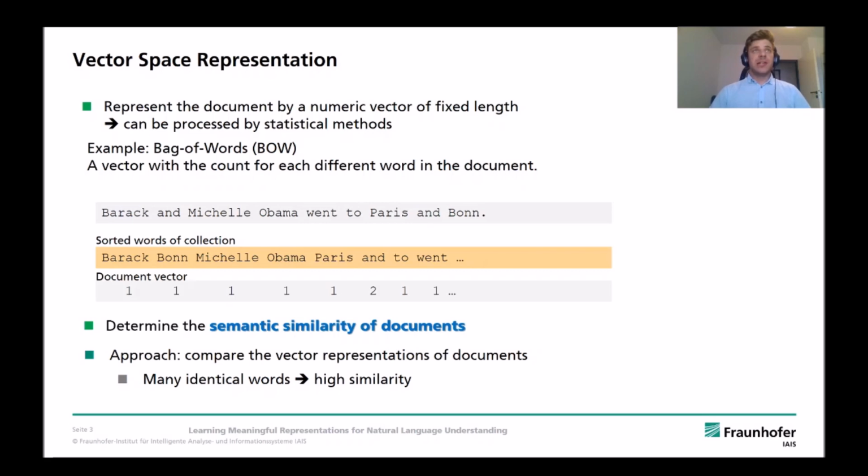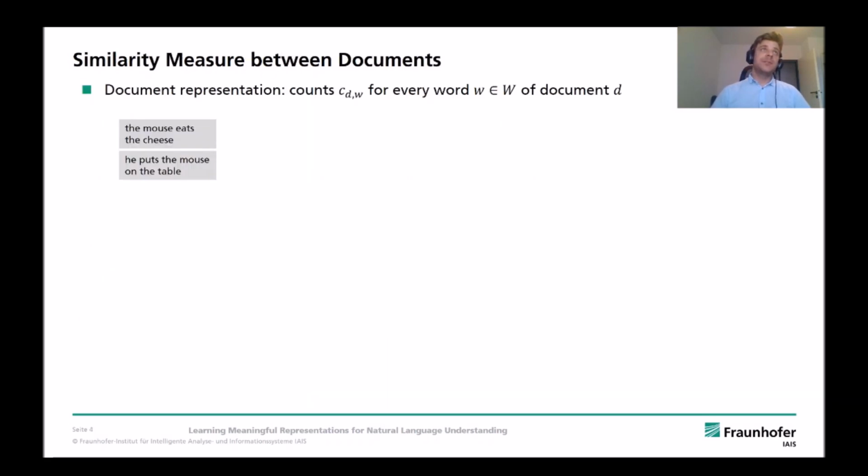Now, let's look at another example. Let's say we have the two documents or sentences, "the mouse eats the cheese" and "he puts the mouse on the table". Now, c_{w,d} represents the count of the word w in document d for every word w in our vocabulary. If we count each word individually, we'll see that some words have a zero count, of course, because they only occur in the other document.